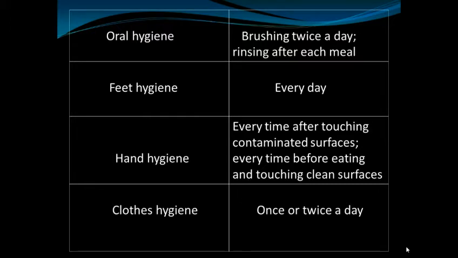So what is contaminated? Contaminated means having been made impure by exposure or addition of poisonous or polluting substances. So you must wash your hands after touching polluted or poisonous surfaces, and you must wash your hands before eating. And next one will be clothes hygiene, and you must wash your clothes once or twice a day. So this is all about personal hygiene and frequency of cleanliness.